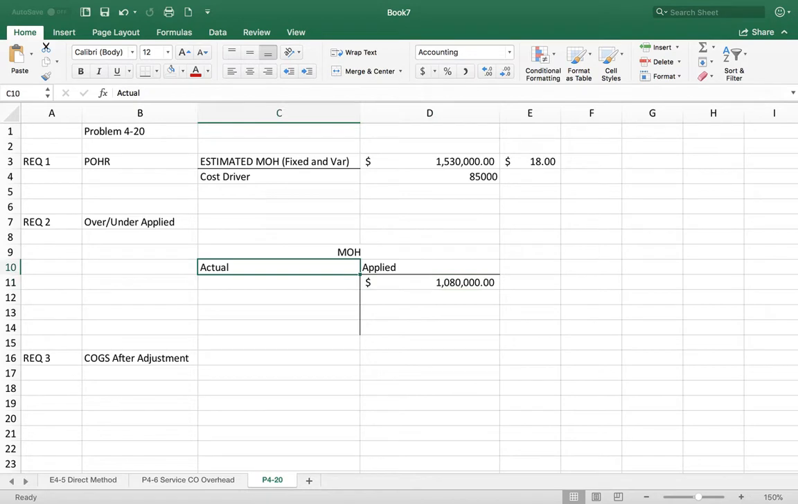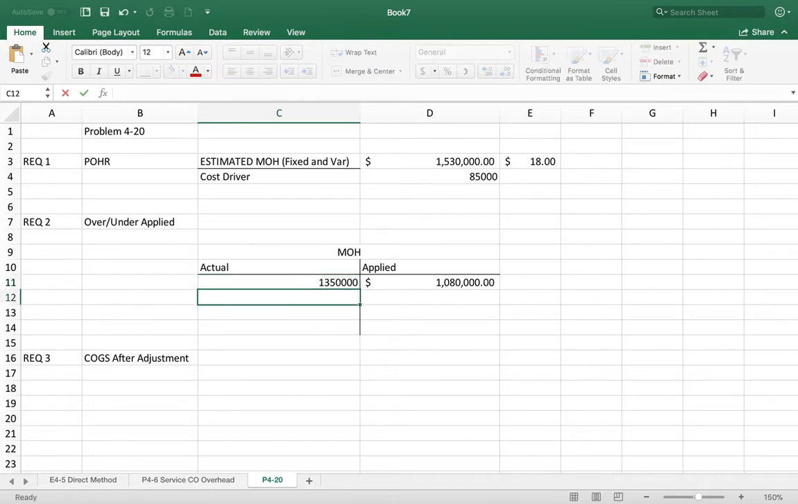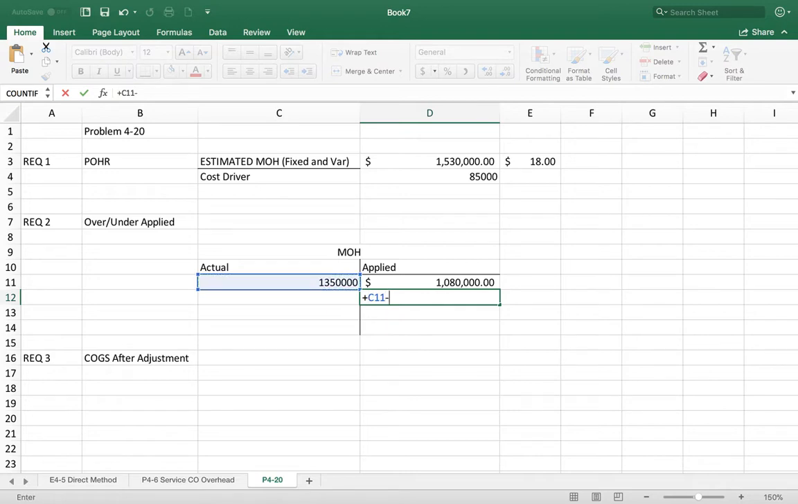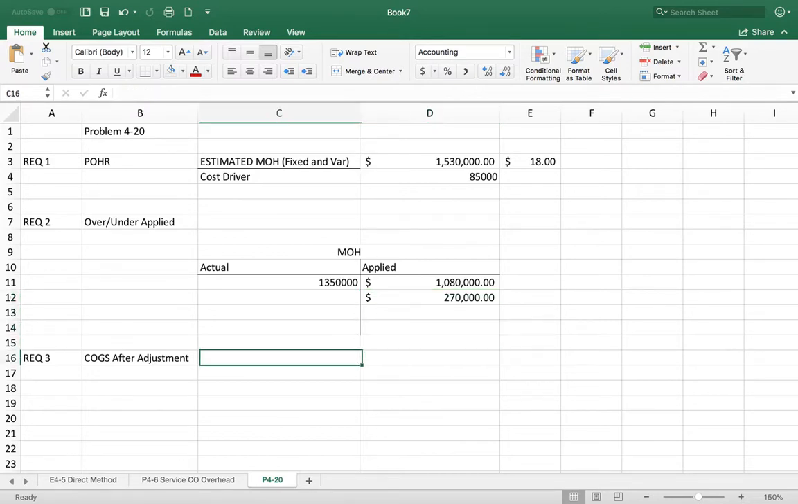Okay, remember, actuals are on the left, applieds are on the right. So it also gives me the information in terms of how much actual manufacturing overhead I had, and that was $1,350,000. So which one's bigger? Well, I actually had more than was applied, so I under-applied. And how much did I under-apply by? The difference between the actual and the applied, which gives me $270,000.